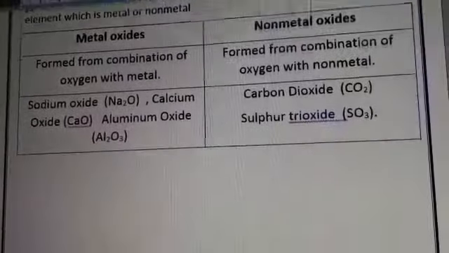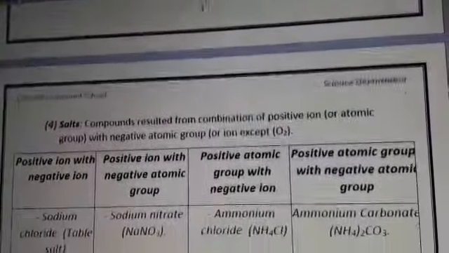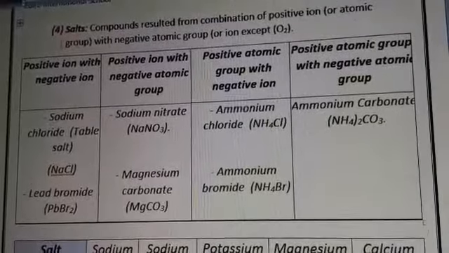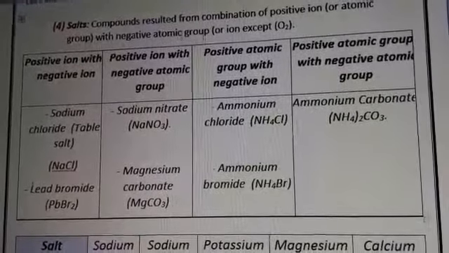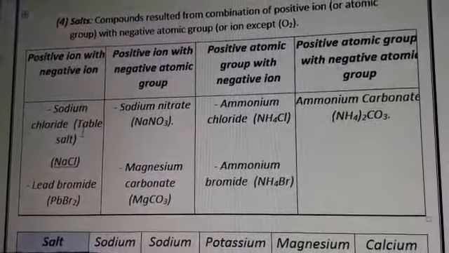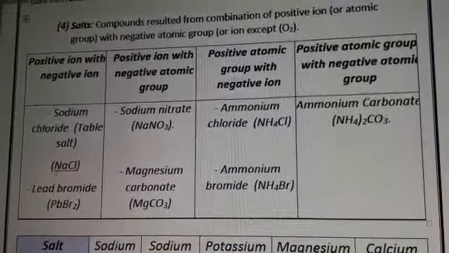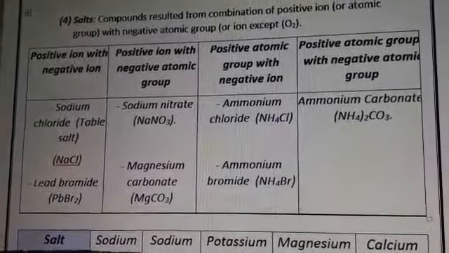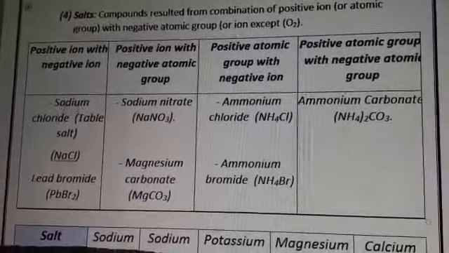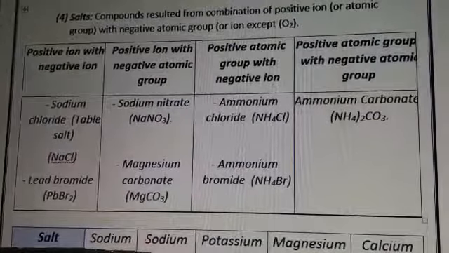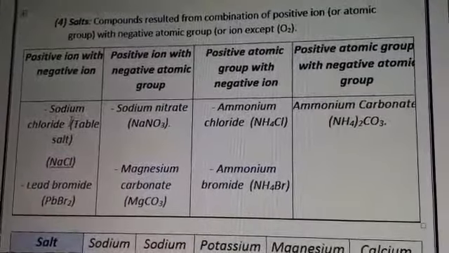The last type of compounds is salts. They are compounds resulting from the combination of a positive ion or atomic group with a negative atomic group or ion, except oxygen. Here we have many examples of salts formed from a positive ion with a negative ion, like sodium chloride. Sodium is a positive ion. Chlorine is a negative ion, so they will form a salt called sodium chloride.